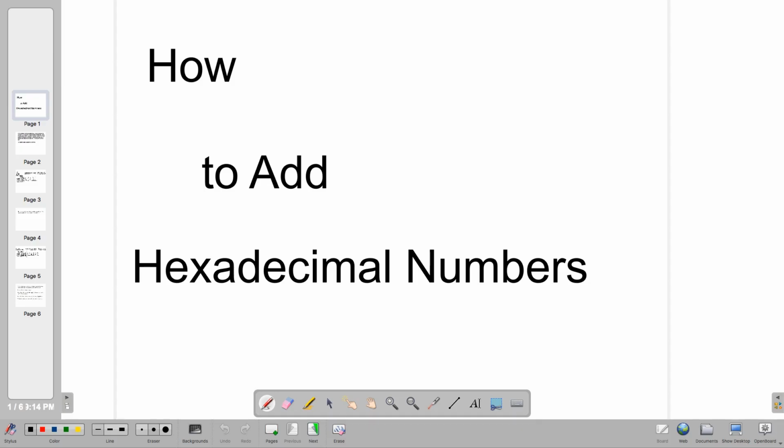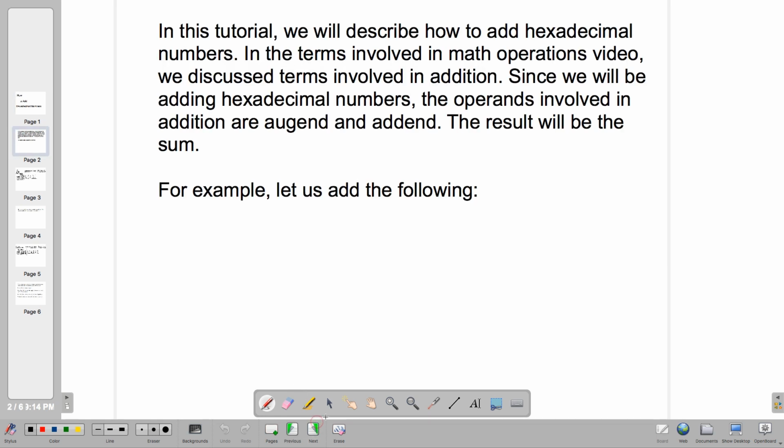How to add hexadecimal numbers. In this tutorial, we will describe how to add hexadecimal numbers. In the Terms Involved in Math Operations video, we discussed terms involved in addition. Since we will be adding hexadecimal numbers, the operands involved in addition are origin and add-in. The result would be the sum.